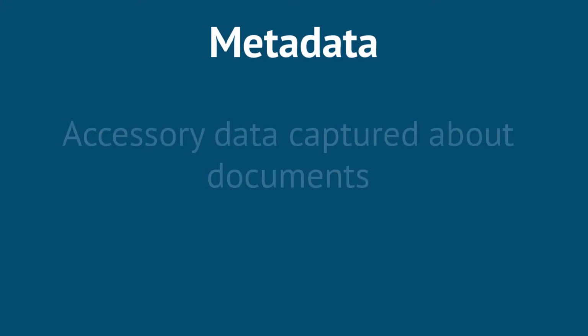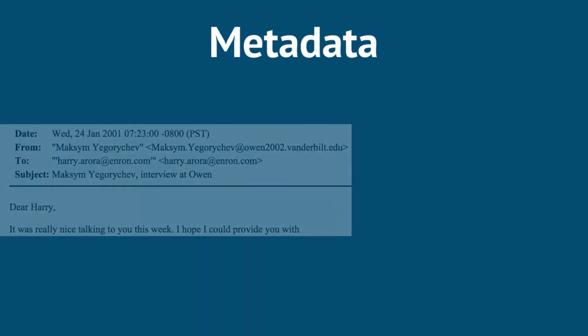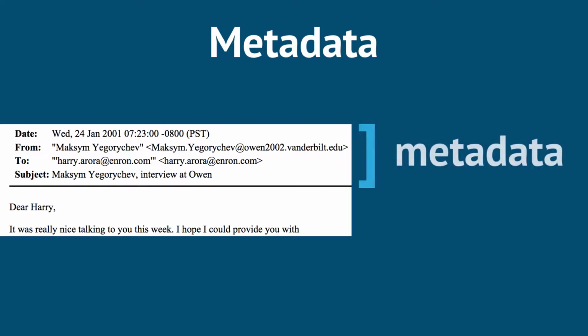Metadata is accessory data captured about documents. For example, an email file will contain not just the text of the email, but also information about who sent and received the email, when and where the email was sent, and from what domain the email came from. Metadata can also tell you information about the document that cannot be seen by simply looking at the document.